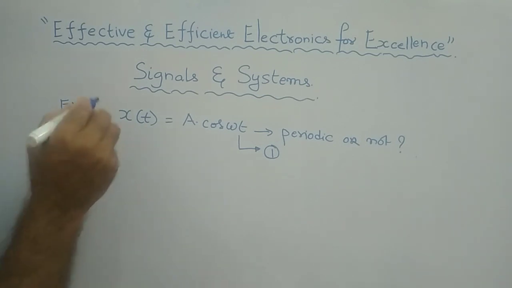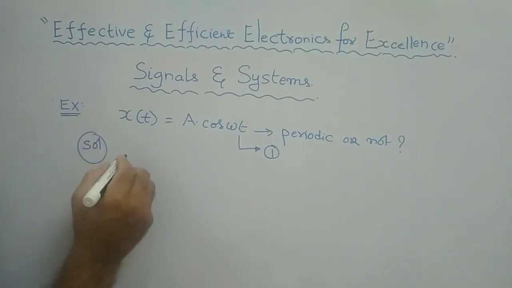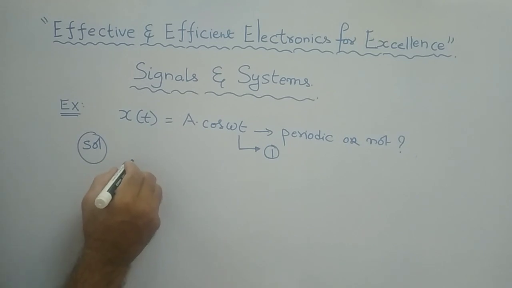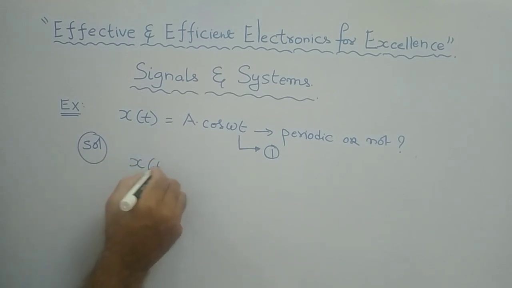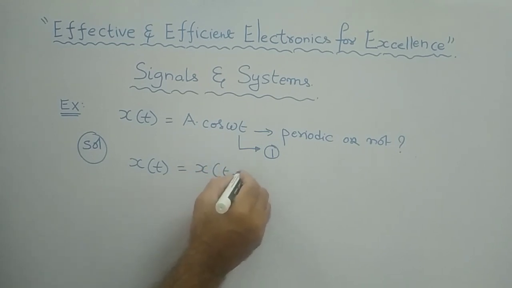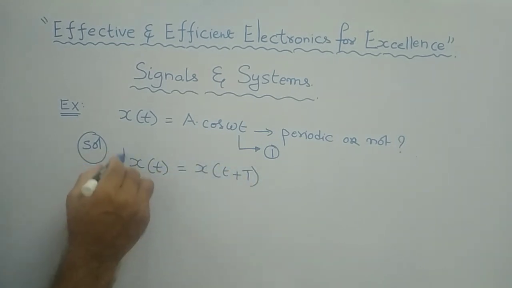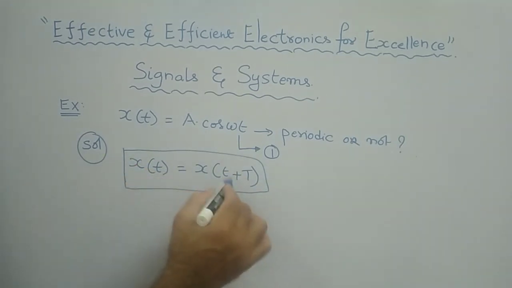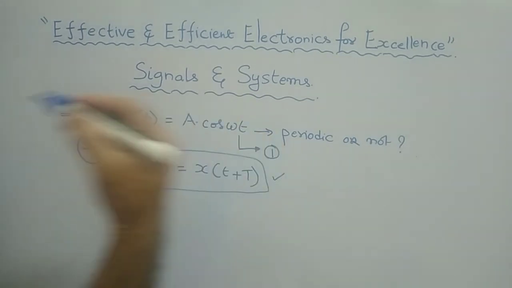This is given. Now, what is the condition that the signal should satisfy to be a periodic one? The condition is that x of t is equal to x of t plus capital T. This is my condition, and we must remember it: x of t equals x of t plus T. The signal should satisfy this condition.